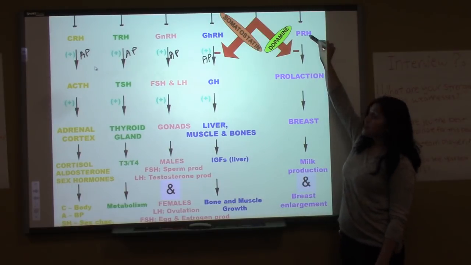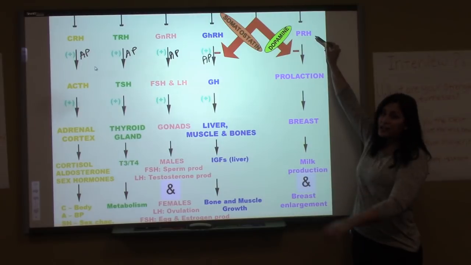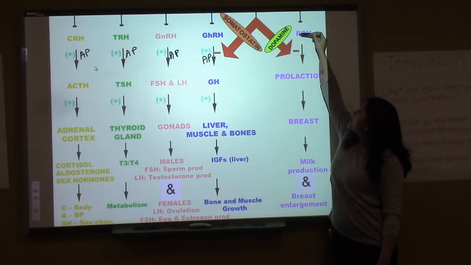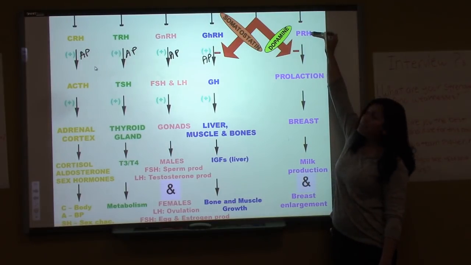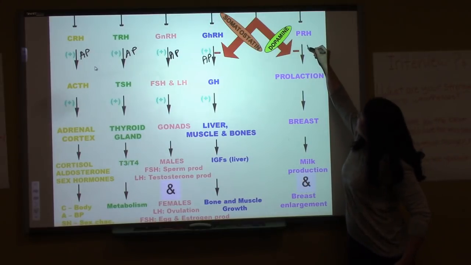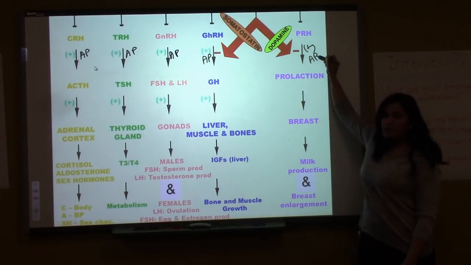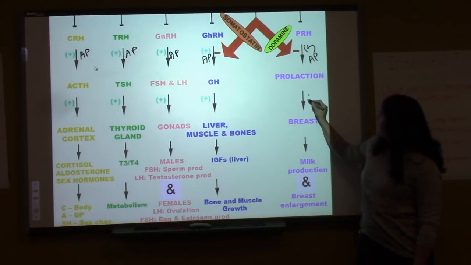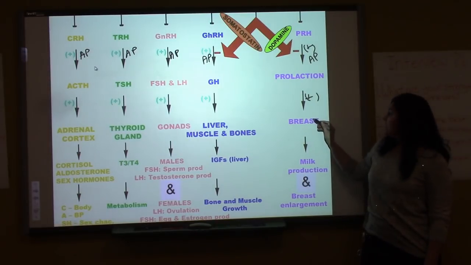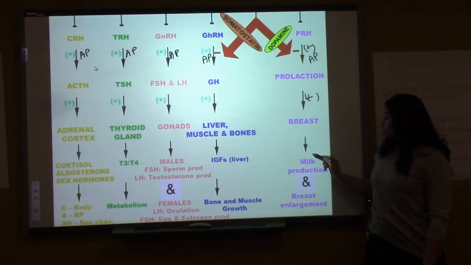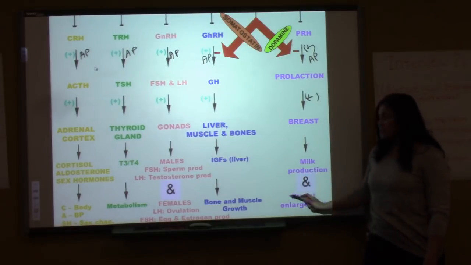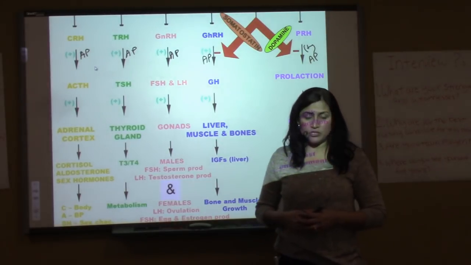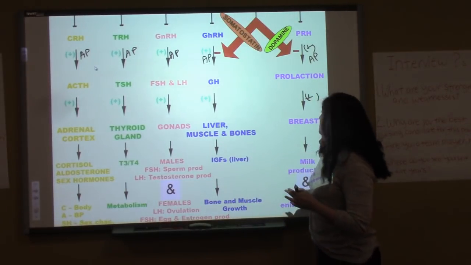The last stimulatory hormone, because as you can see, all of them stimulated the anterior pituitary, is PRH. So the hypothalamus releases PRH, which is prolactin releasing hormone. PRH will stimulate the anterior pituitary to release a hormone called prolactin. Prolactin will now stimulate the breast, and it has 2 different functions on the breast. It will cause the breast to produce milk, and it will cause breast enlargement. So those are the 5 stimulatory hormones. Now let's look at the 2 inhibitory hormones.